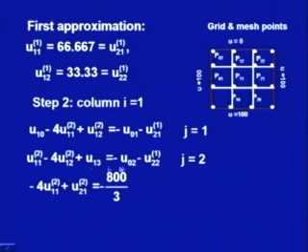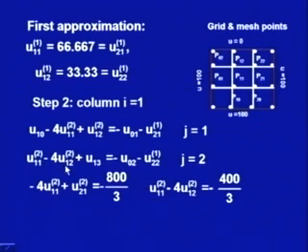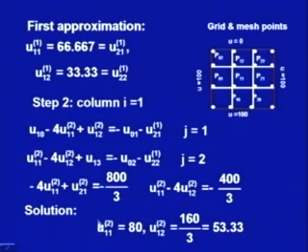Similarly, here u13 is 0 and u02 is 100. So we will get minus 100 and u22 at first approximation is 100 by 3. So the second one is u11 minus 4 u12 is equal to minus 400 by 3. Again, because of two internal points only, we get a system of two equations in two unknowns. Solve it and we get the solution as u11 equal to 80 and u12 equal to 160 by 3, or 53.33. Now, move to the second column.